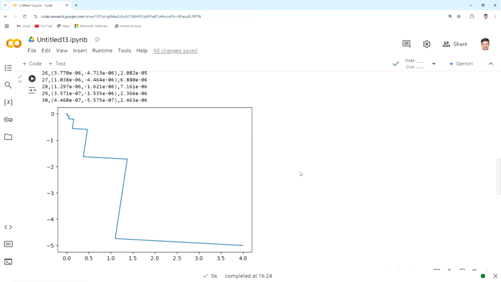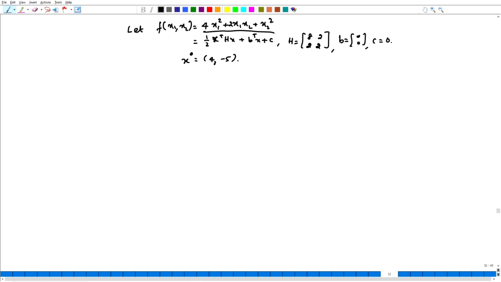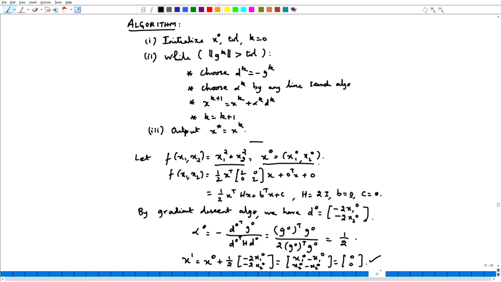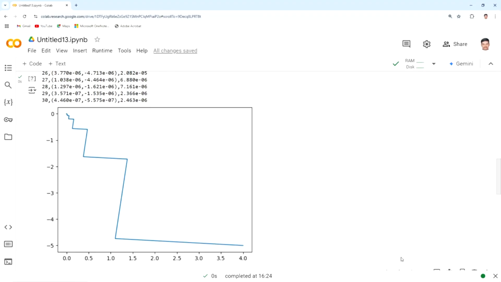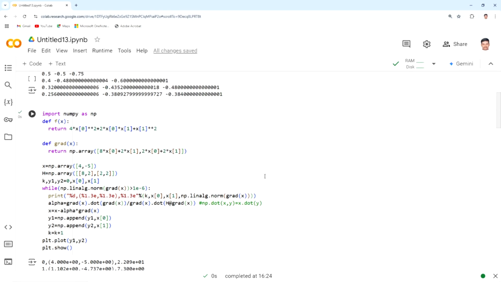Note that this happens when your function is 4x1 squared plus 2x1 x2 plus x2 squared. But when it was x1 squared plus x2 squared, no issues, it was just one step, a very nice trajectory. If you want me to plot that as well, that is very easy. I have everything ready, I just change f of x, grad of x and h, and I get the answer for x1 squared plus x2 squared.